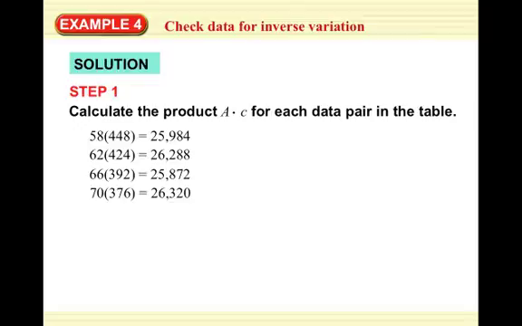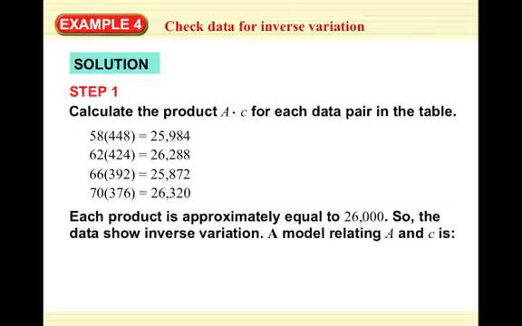So we start with 58 times 448 and we get 25,984 and we move through our pairs. 62 times 424 is 26,288. 66 times 392 is 25,872. 70 times 376 is equal to 26,320. They're not exactly equal to each other, but we don't expect that again because we're working with data. They do all round to be 26,000, so each product is approximately equal to 26,000.